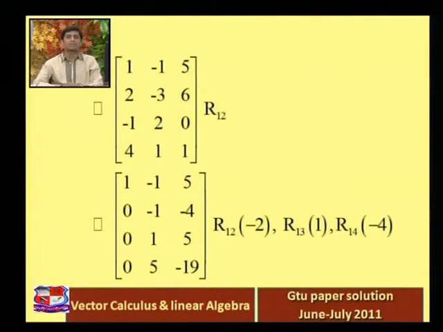Now the next process to make this matrix into a row echelon form, we multiply first row with minus 2 and add into the second row. We multiply first row with 1 and add into the third row, and we multiply first row with minus 4 and add into the fourth row. So first row is as it is, 1 minus 1 5. Second row is 0 0 minus 1 minus 4. Third row is 0 1 5, and the fourth row is 0 5 minus 19. Okay, just try to check.